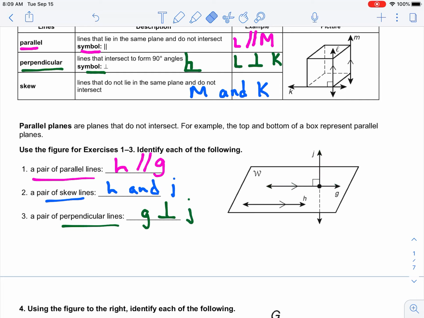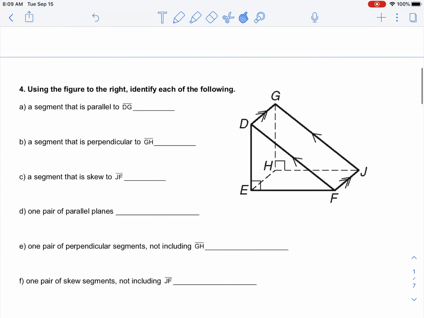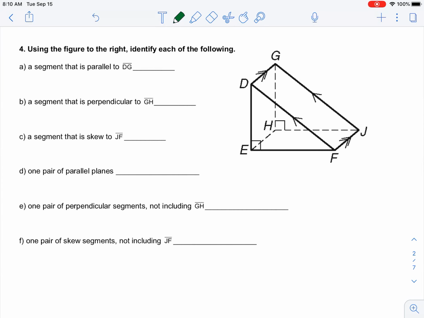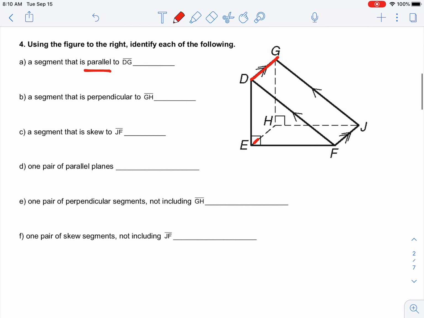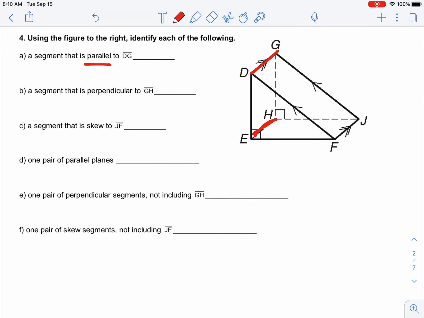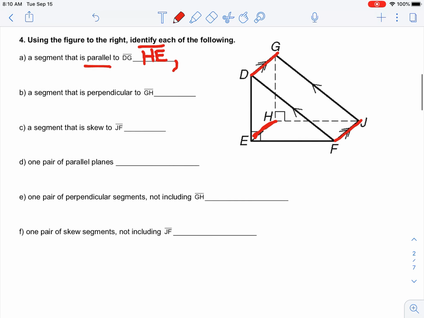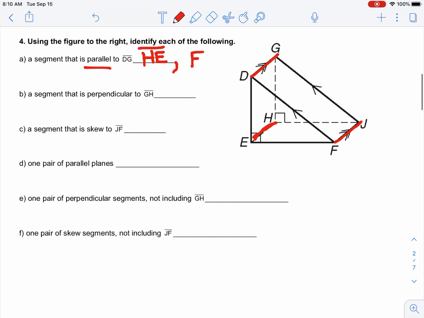So make sure you can identify those three terms. Now we can also look at a different picture and do this. Name a segment parallel to DG. When I look at this picture, there are two answers I could use, and I only need to pick one. I notice that HE runs the same direction, so I could pick HE. Notice it says segment, so we need to make sure we use segment notation above it. Some of you might have said FJ. That's fine, FJ is also correct. Technically you only have to come up with one answer, but we'll identify them all for right now.